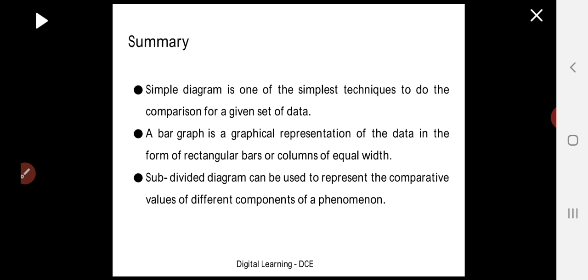So if we look into all the types of simple diagrams, simple bar diagram, subdivided bar diagram or percentage bar diagram, particularly in subdivided diagrams, it's easy to compare the data side by side, and comparative values of different components can be easily understood by using these diagrams.